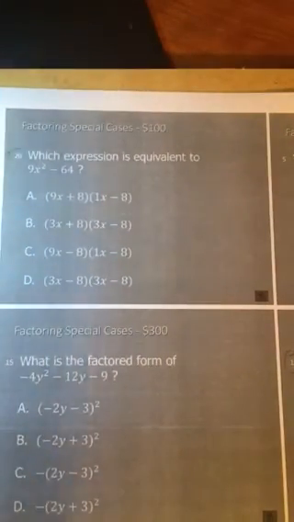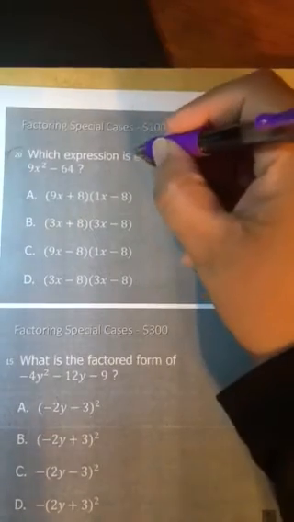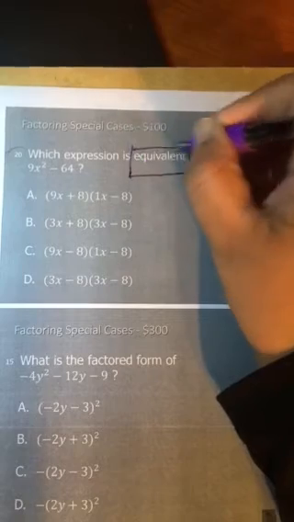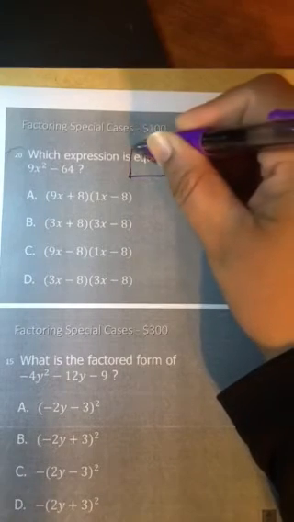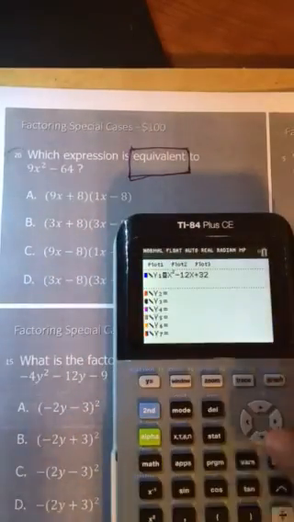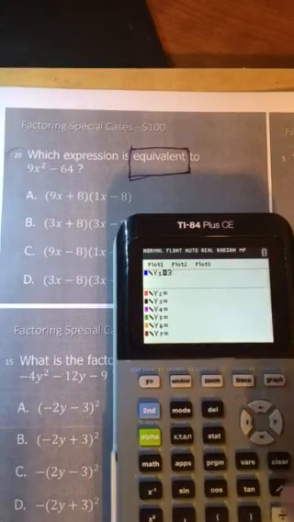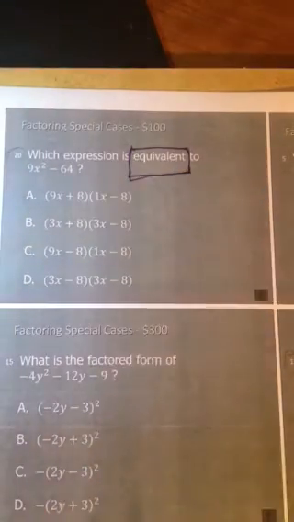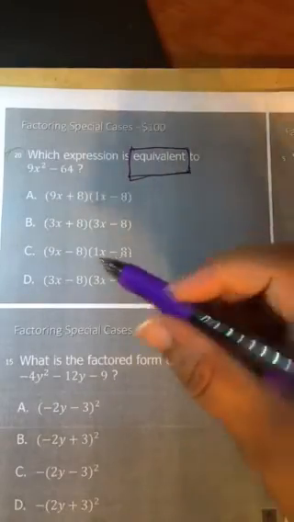So, number 20. Again, if it says the word equivalent, you can put it in the calculator. And technically, we could do this a different way, but I'm going to show you how to do it in the calculator first. So x squared, actually, you know what? Let's do it by hand, and then we'll do it in the calculator.